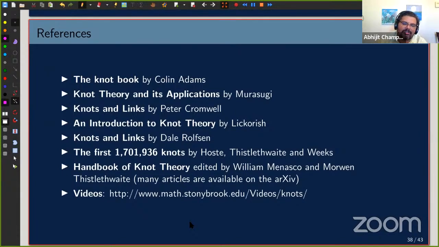So here are some references. The Knot Book by Colin Adams is really an excellent reference, and a lot of the pictures I've used in my talk come from Colin's book. And then there are these other beautiful books. Knots and Links by Dale Rolfsen is another classic. It has a lot of three manifolds and topological approach to knot theory, which we'll see later on. These are more involving topology and diagrammatics. There are some nice articles, and also videos. And there is a Handbook of Knot Theory edited by Menasco and Thistlethwaite. Most of the articles in the handbook are available on the arXiv. They survey various aspects of knot theory; they start elementary, but also speed up quite fast.